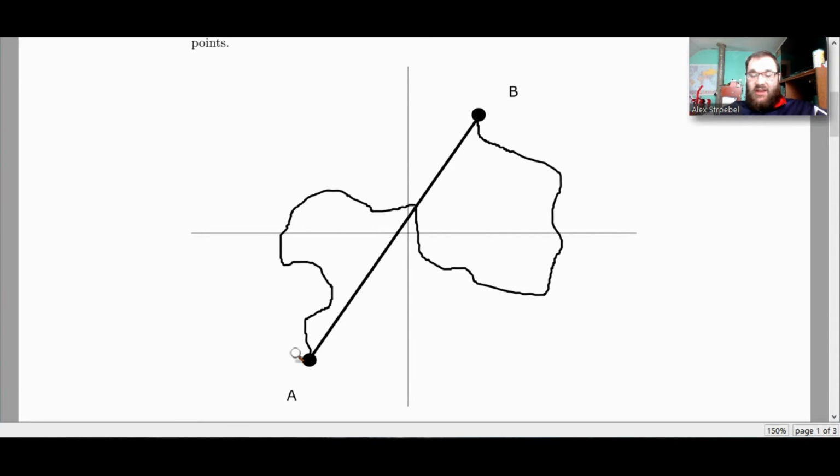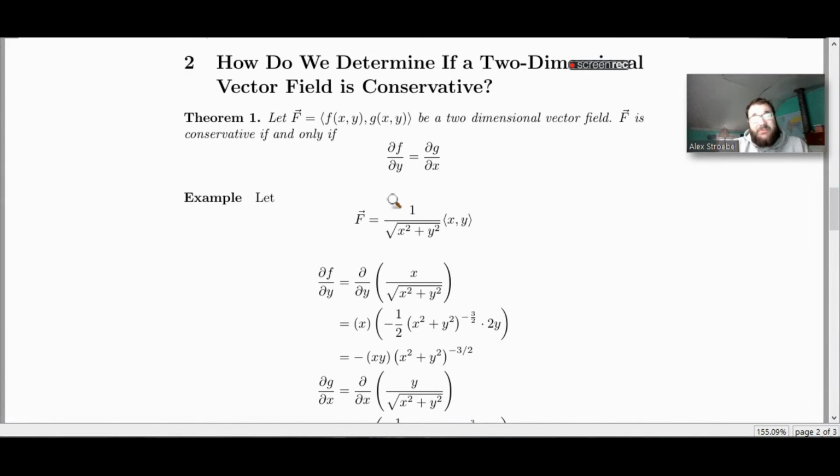and the ending point and just pick any curve we want. So if this is conservative, instead of doing this squiggly path, we can just do this straight line curve, which is a lot easier to integrate over. There is a relatively simple test to determine whether a two-dimensional vector field is in fact conservative.